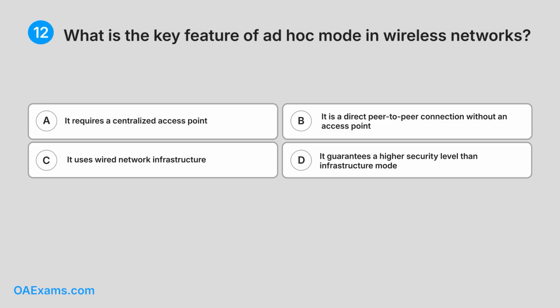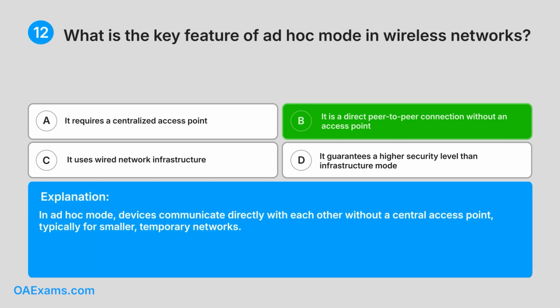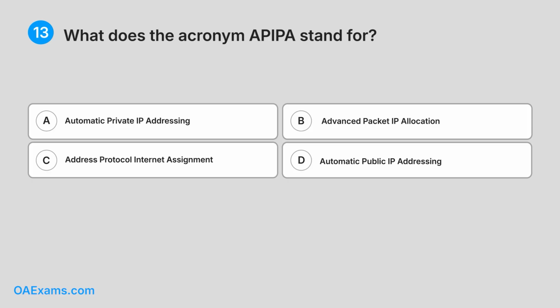Correct answer. B. It is a direct peer-to-peer connection without an access point. Explanation. In ad hoc mode, devices communicate directly with each other without a central access point, typically for smaller, temporary networks. 13. What does the acronym APIPA stand for?